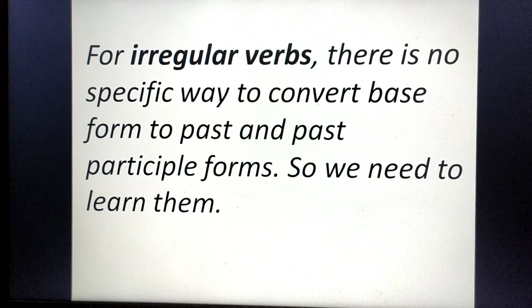What we have to know about irregular verbs is that there is no particular or fixed way to convert the base form to the past and past participle forms. So what we have to do is learn them. We need to learn them if we want to know the irregular verbs. It's mandatory to learn them because there is no particular way to convert the base form to the past and past participle forms. So it was all about regular and irregular verbs.